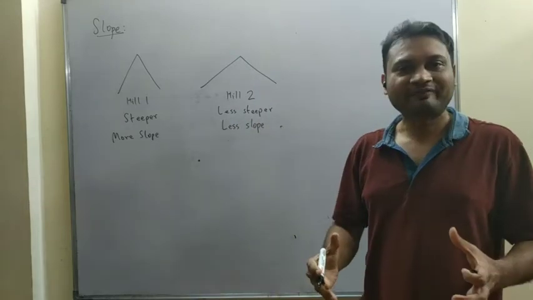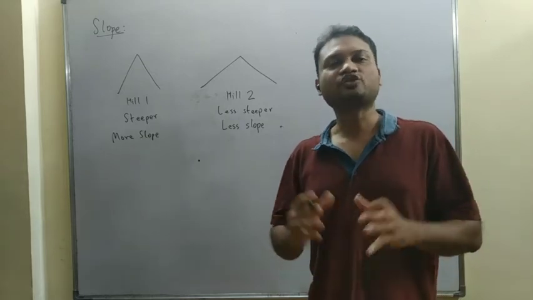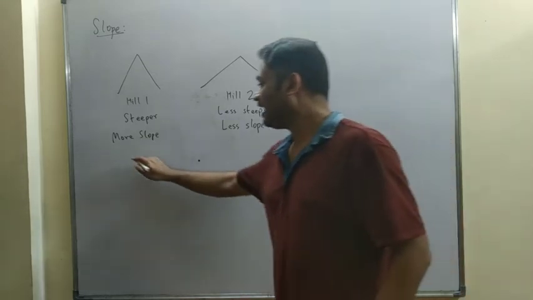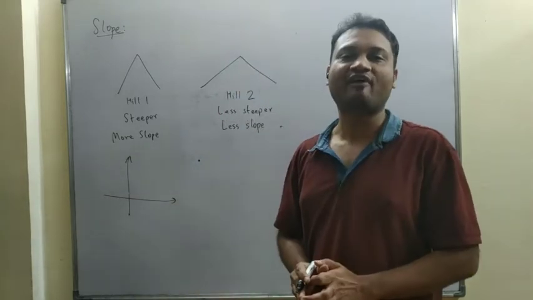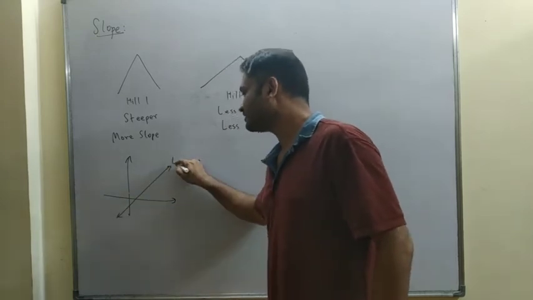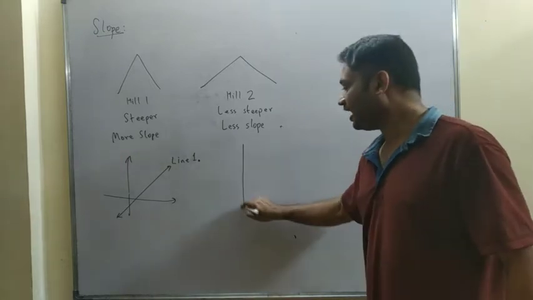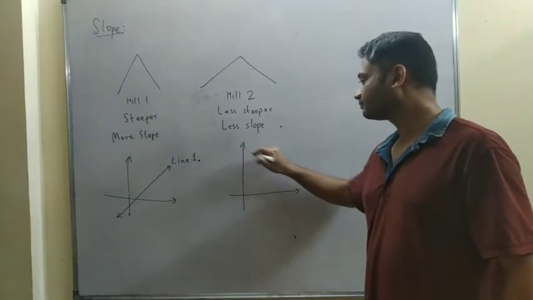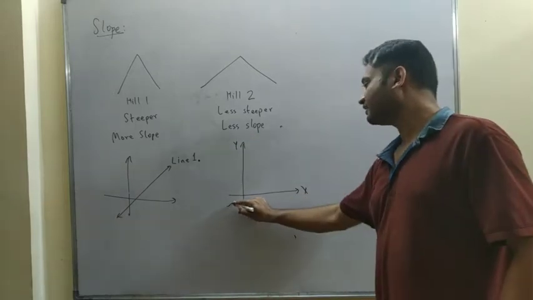So slope refers to the steepness. Similarly, in the case of a straight line, if I have an xy graph, and on this xy graph I have one line which is like this, let us say this is line number 1, and in another xy graph, we have another line which is, let us say, like this.